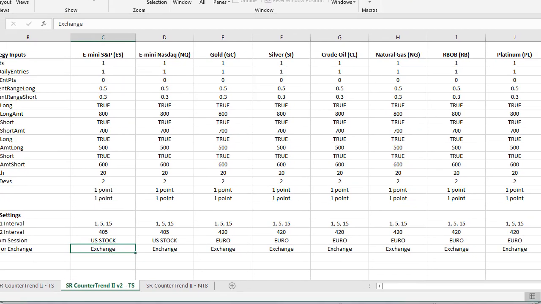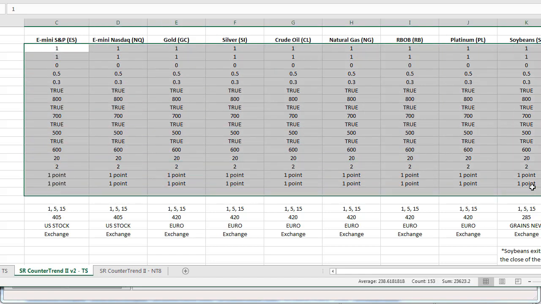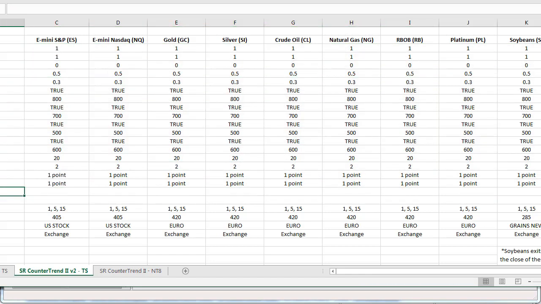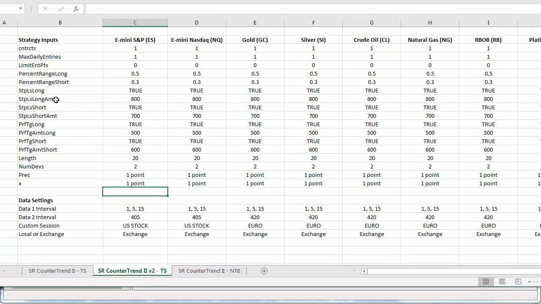Let me scoot it over a little bit, but you can see the number of contracts, max daily entries, limit entries. All these inputs are the same, and you see that we've removed displace. Displace was not attached to any rules; it was just a dummy variable, and it's been removed as well from the original. We don't have any time-based entry points. So if you take a look here, I can narrow it down like this.